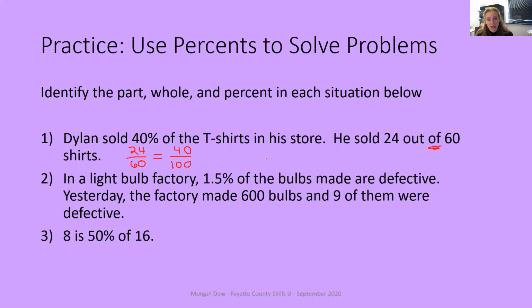Now let's set it up using the formula. So we would say that the part is 40% as a decimal times the whole. Okay, that's all there is to it. Let's try number 2. In a light bulb factory, 1.5% of the bulbs made are defective. Yesterday, the factory made 600 bulbs and 9 of them were defective. So, set up a proportion first.